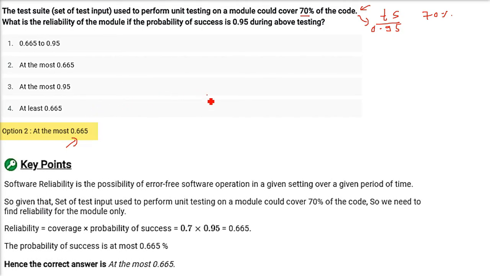See, software reliability, what is this? It is the probability of error-free software operation in a given setting over a given period of time, or you can say the probability of correct working of the software. The software is working correctly. So the set of test inputs used to perform unit testing on a module covers 70% of the code, so we need to find out the reliability for that module only. The reliability is simply coverage into probability of success. Multiply them, you will get 0.665, and in percentage it is 66.5 actually.